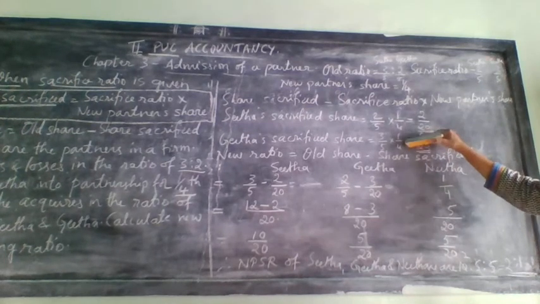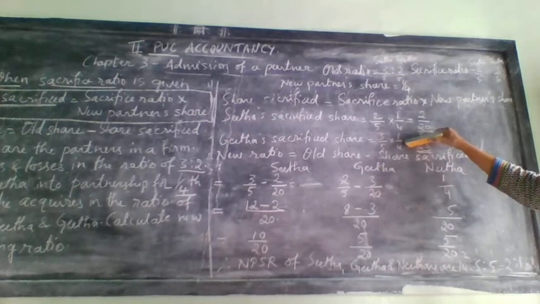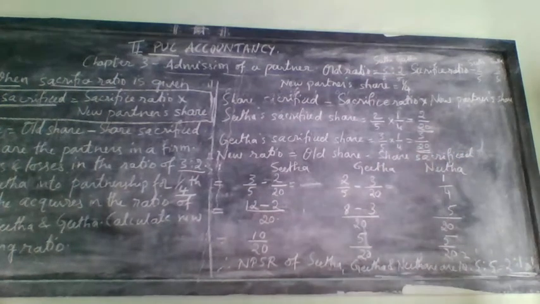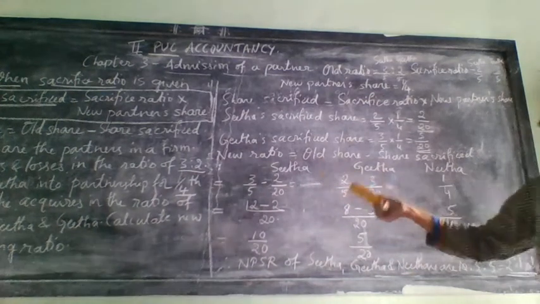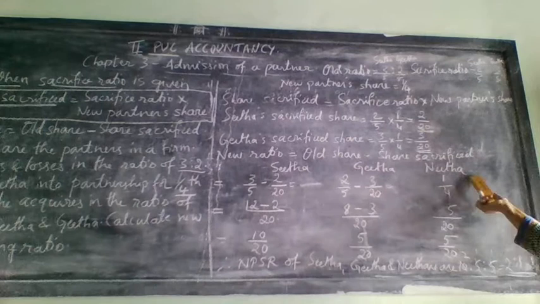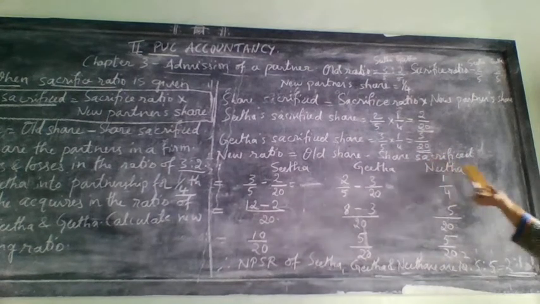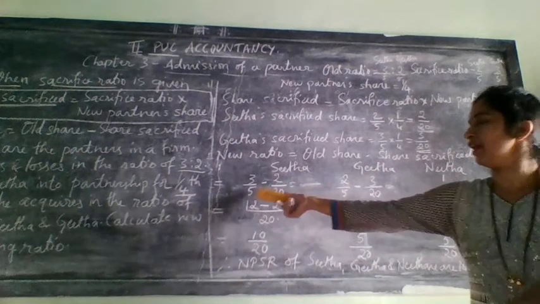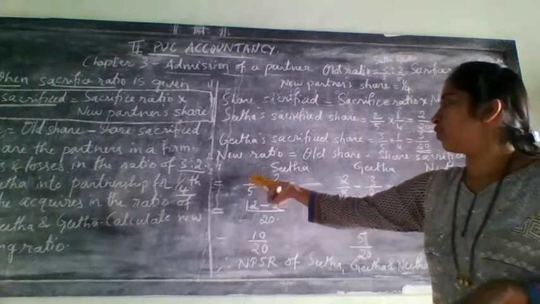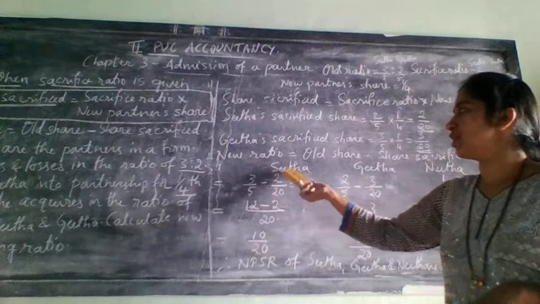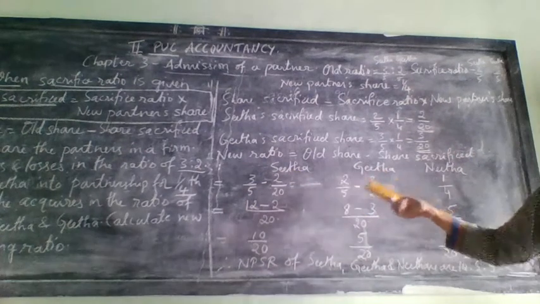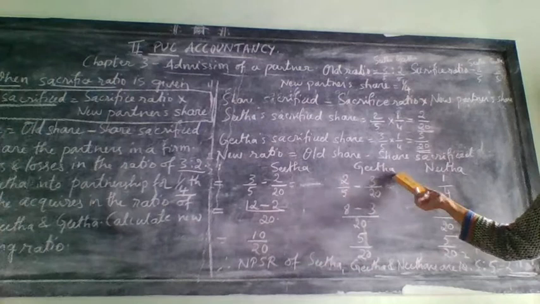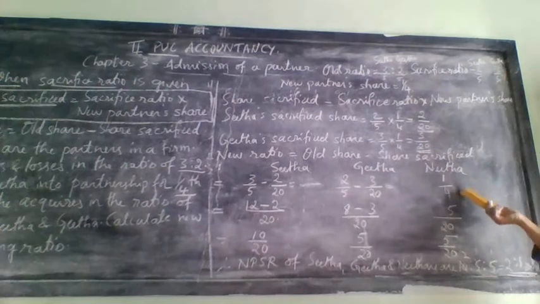In this step you need to do multiplication. Later you need to find the new profit sharing ratio. When you find the new profit sharing ratio, at that time it is better to write like this: Sita, Geeta and Neeta, so that you don't leave out the new partner. Now write the old ratio, that is 3/5 minus 2/20, and for Geeta it is 2/5 minus 3/20, and for Neeta it is her share, that is 1/4.